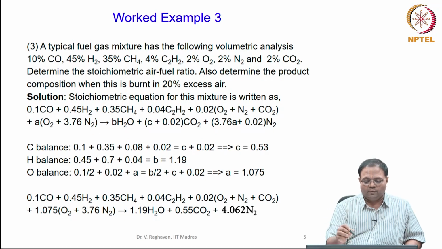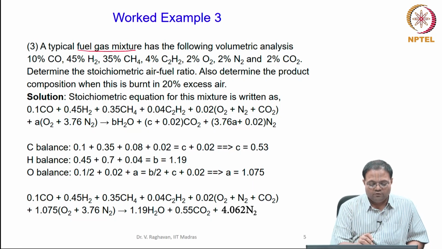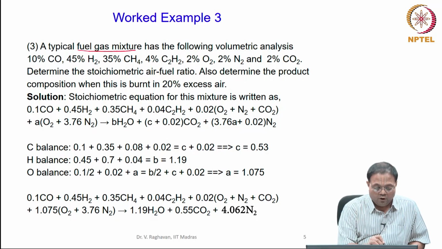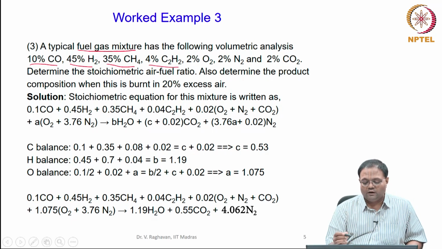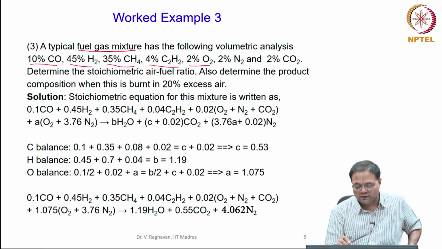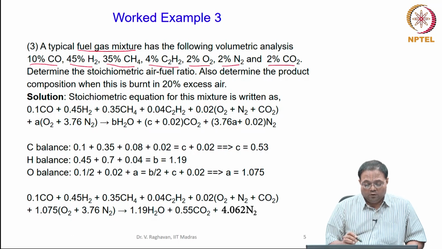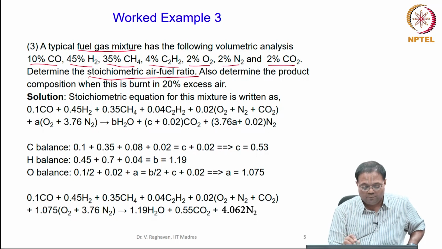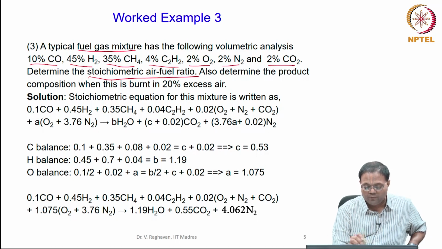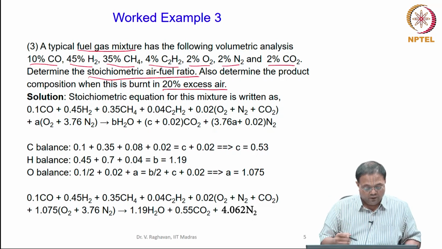So let us see worked example 3. Now we will consider a fuel mixture which consists, by volume, of 10% CO, 45% H2, 35% CH4, 4% C2H2, and 2% each of oxygen, nitrogen and CO2. What is required is to find the stoichiometric air fuel ratio and product composition when this fuel mixture is burnt with 20% excess air.